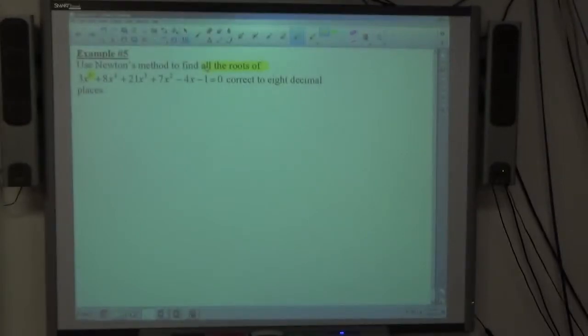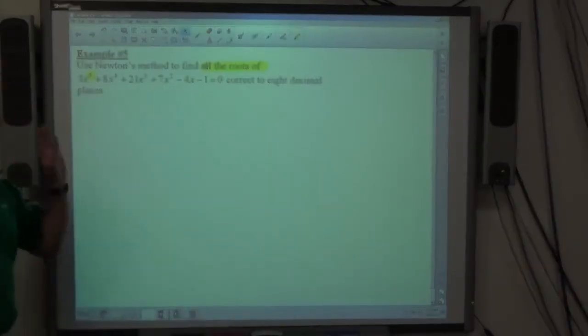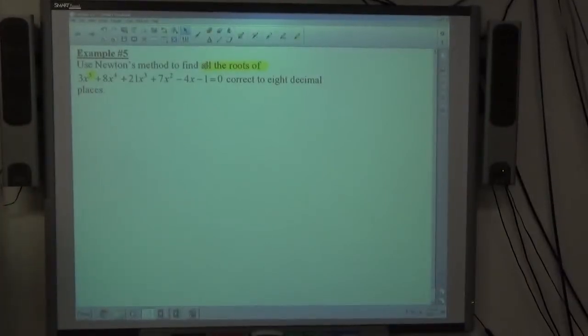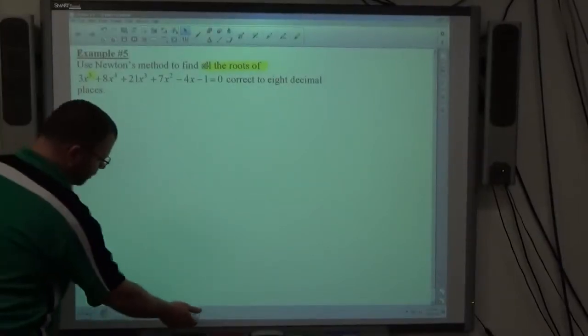I will say that in the majority of problems, your answers are going to be between negative 10 and 10 for the most part. Some of your word problems tend to get some larger answers than that. But if it's just a general polynomial function, negative 10 to 10 is usually the window that you're looking for. So if you don't see it within negative 10 to 10, it probably doesn't have a root.